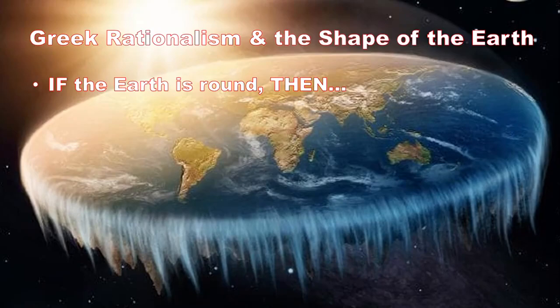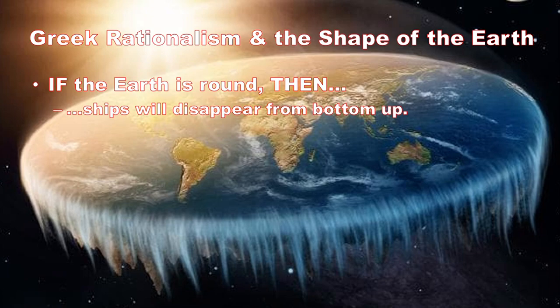We've already seen some examples of abductive reasoning, although I didn't identify it for you at the time. Remember, we talked about how the Greeks used rationalism to understand the shape of the earth. And I gave you a number of observations that they made to understand this, not just one. Remember that they argued, the Greeks, that if the earth is round, then ships will disappear from the bottom up. And their observations affirmed that consequent.